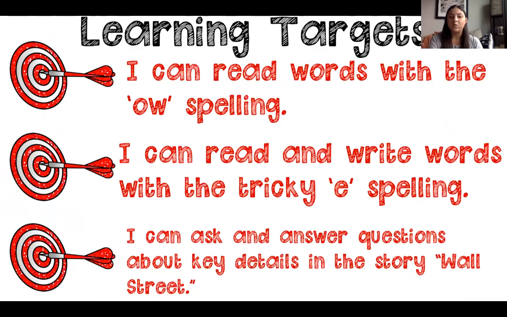I can read words with the tricky E spelling. We learned about that too. Another tricky one. E can say its name, E, like in me or she, or it can say its sound, eh, like in yellow or lemon. That's why it's always important to try out those words. Am I saying secret or secret? I'm going to practice those. Lastly, I can ask and answer questions about key details in the story Wall Street. We did that as well.